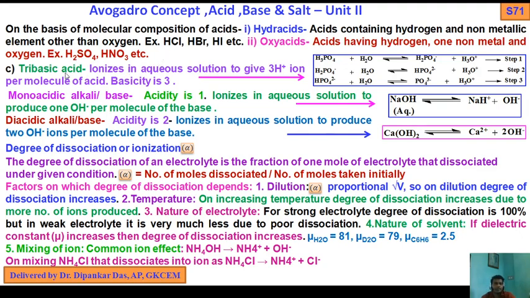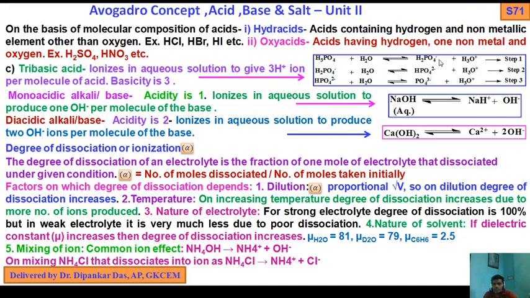Tribasic acid ionizes in aqueous solution to give 3H plus ions per molecule of acid. Basicity is 3. So tribasic acid ionizes in aqueous solution to give 3H plus ions per molecule of acid. Basicity is 3.